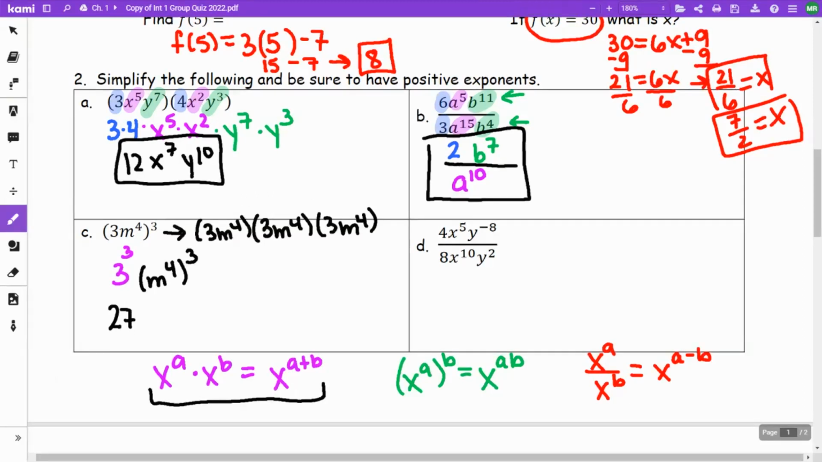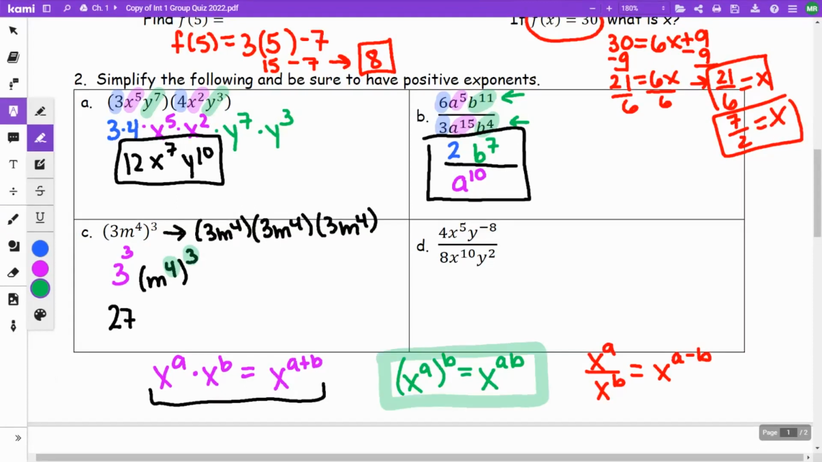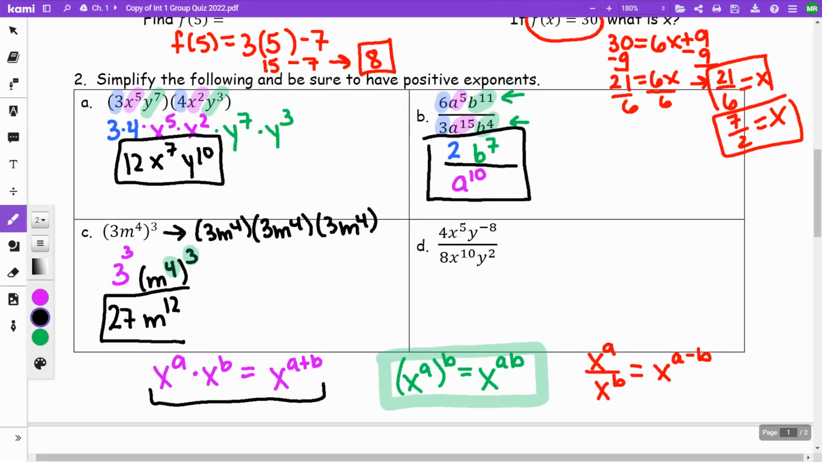Now here, when I have power to power, that's going to be like this over here where I multiply them, because I have 3 sets of 4 m's basically. So I'm going to have m to the 12th when I multiply power to power.